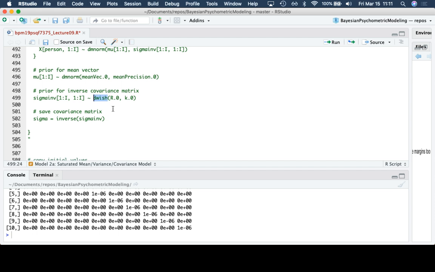follows a Wishart distribution. So this is sigma inverse specified, where we have R and K as its parameters. R being our attempt to give us a covariance matrix, K being our number of variables in this case. And then for every step of the chain, I convert the inverse covariance matrix. I take the inverse covariance matrix and I invert it to get back to the covariance matrix, because I want to save the covariance matrix. I don't care about the inverse covariances.